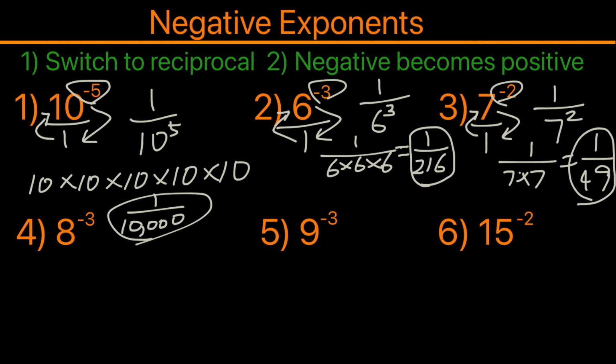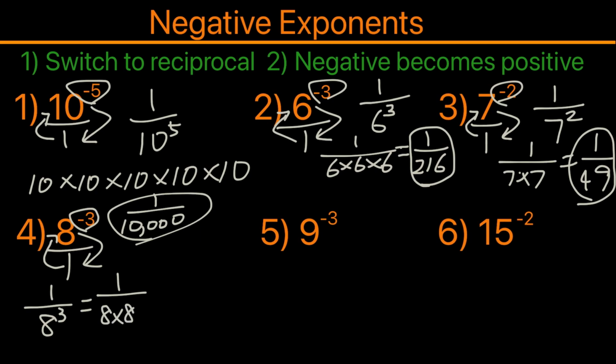Example 4, 8 to the negative 3. Adding the denominator, swapping, changing the sign from negative to positive. And you'll notice the more that you do this, the easier it gets. So it will become 1 over 8 to the 3. So it will be 1 over 8 cubed. So that will be 1 over 8 times 8 times 8. Punching that in the calculator, 8 times 8 times 8 is 512. And so that's your answer for example 4.